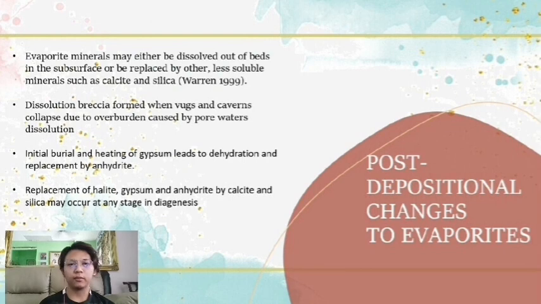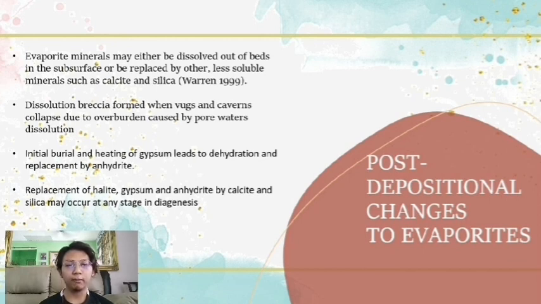Post-depositional change to evaporites. According to Warren 1999, evaporite minerals may either be dissolved out of beds in the subsurface or be replaced by other less soluble minerals such as calcite and silica. Dissolution by pore waters passing through the bed leaves voids and caverns that collapse under the weight of the overburden, forming a dissolution breccia. Breccia formed in this way consists of angular pieces of the strata interbedded with or immediately overlying the evaporite, with no sign of transport of the clasts, which means voids between the clasts may be filled with cement.